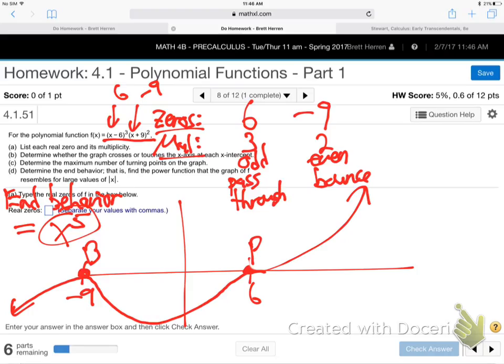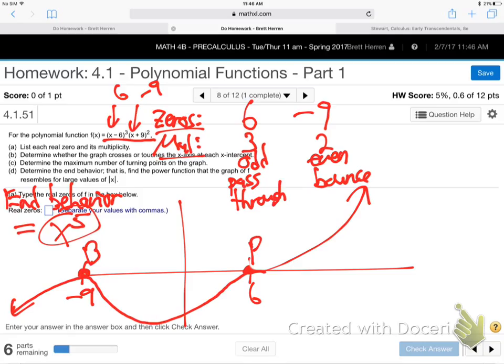Does that make sense on that? See how quickly we can get a general feel for what this function's going to do? Off to the right, it's going up, up, up. Off to the left, it's going down, down, down. Has some kind of min or max in between. Only hits 0 at these places. Bounces there, passes through at 6. We know all that really quickly.